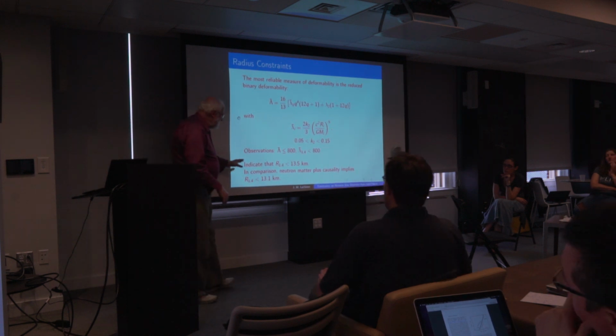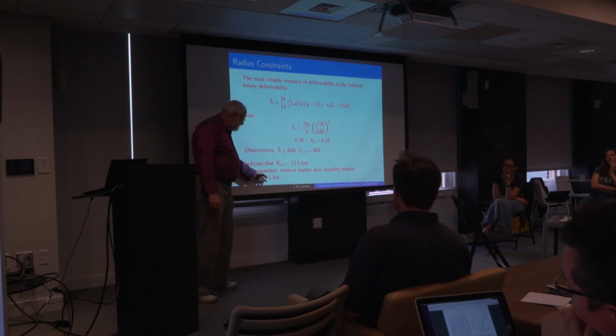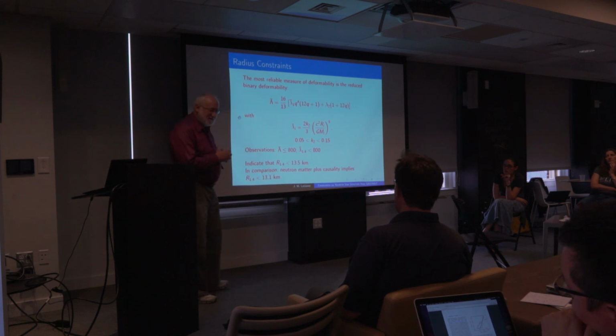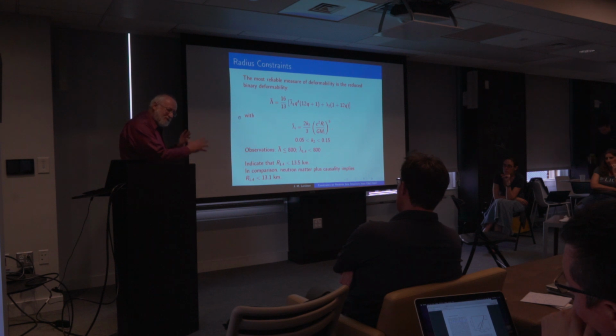It's interesting that in comparison, neutron matter calculations plus causality imply that the radius of 1.4 solar mass stars is less than 13.1 kilometers. So we haven't improved that limit, but we've corroborated it.